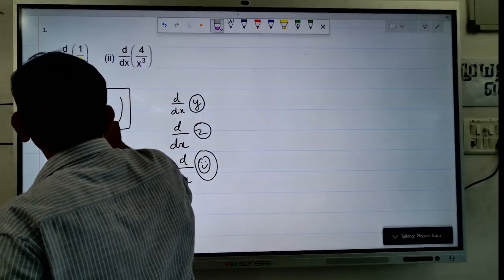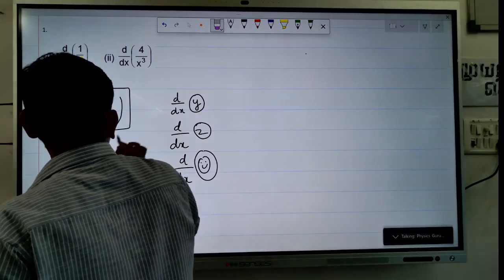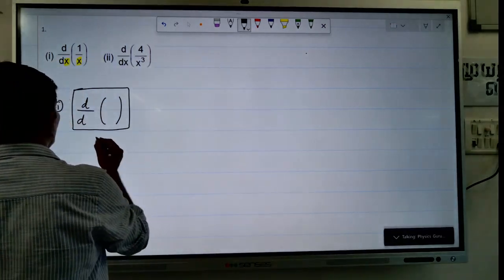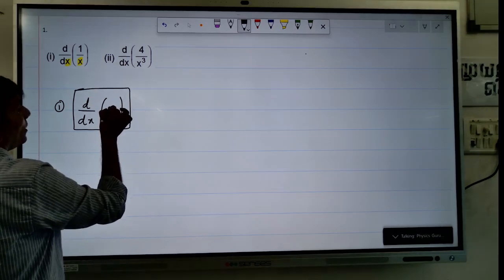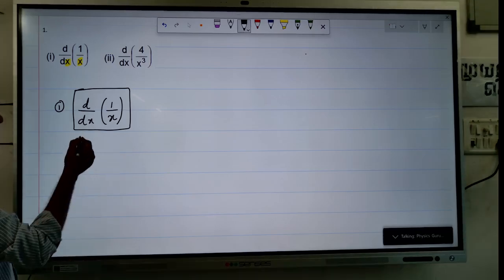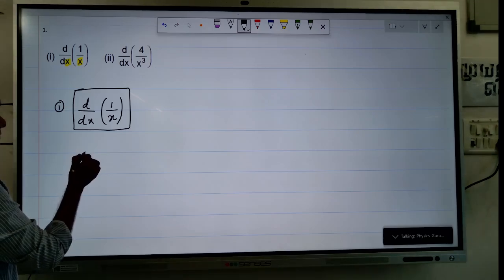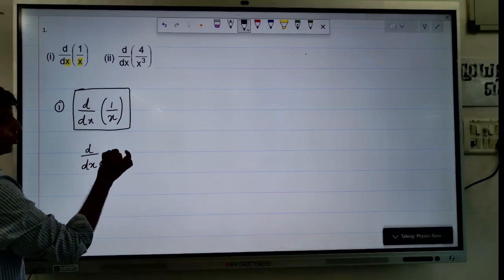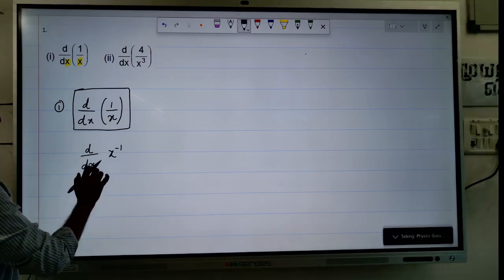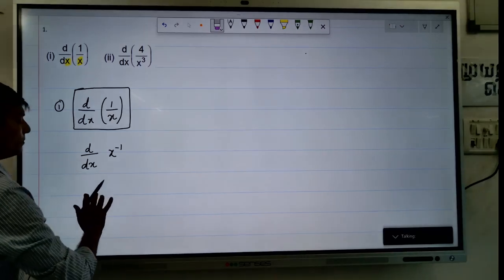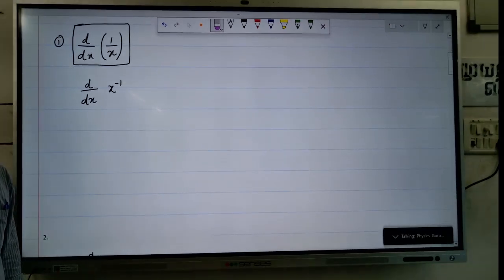Now we proceed here. This d by dx of 1 by x, to keep it, how will it turn out to be? I may write this as d by dx of x to the power minus 1. d by dx of x to the power minus 1.